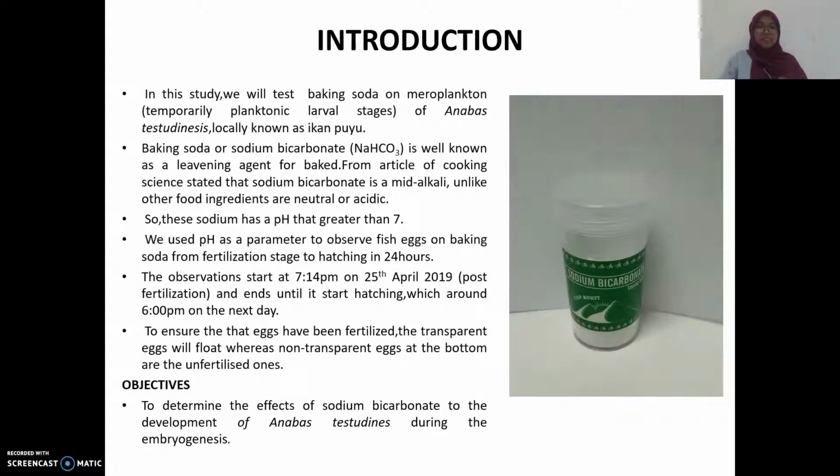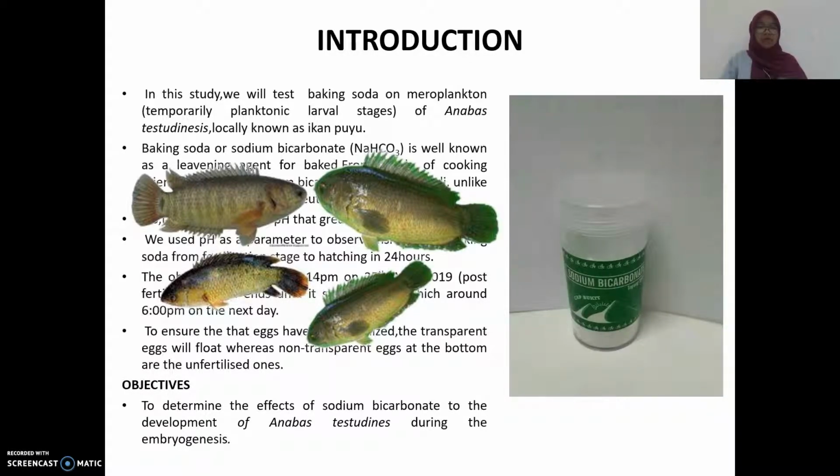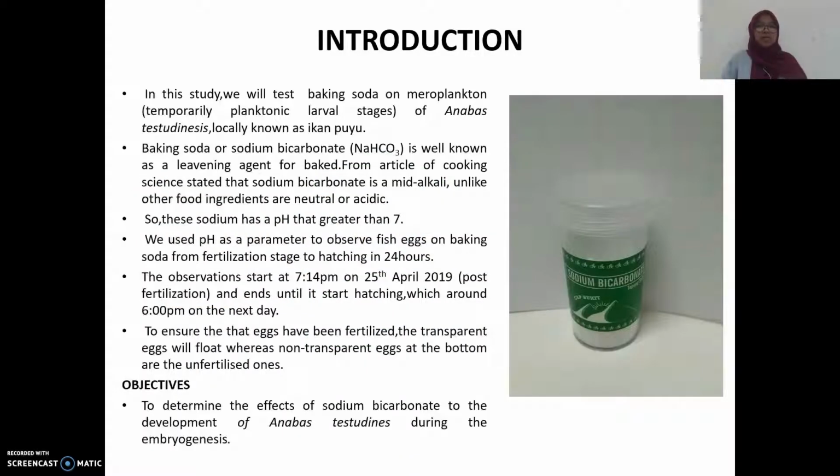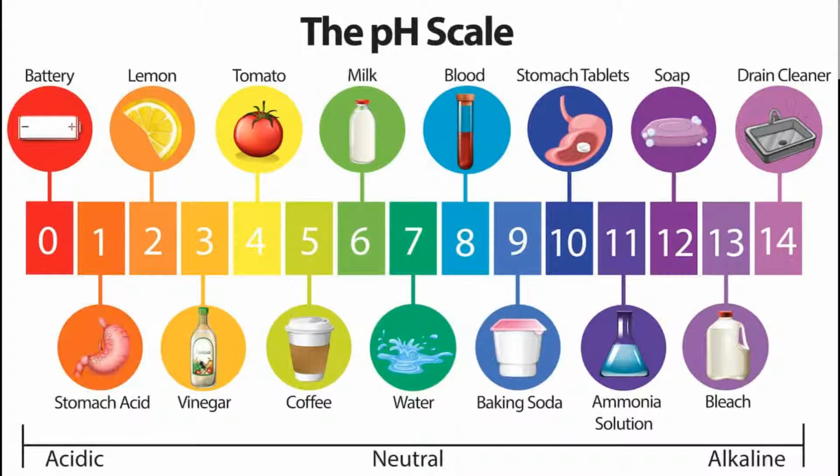In this study, we will test baking soda on the embryos of Anabas testudineus, also known as ikan puyuh. Baking soda, or sodium bicarbonate, is also used as a leavening agent for baking or cooking. From one article that I read, Cooking Science, sodium bicarbonate is a mild alkali. They are not like other ingredients, which are basically neutral or acidic. It shows that this sodium has a pH greater than 7.